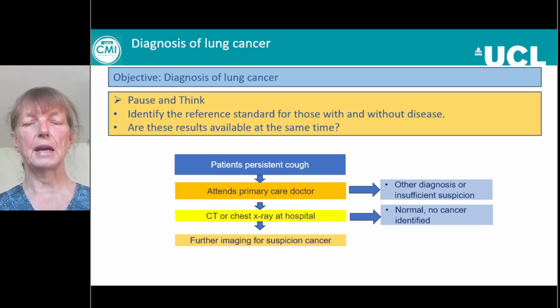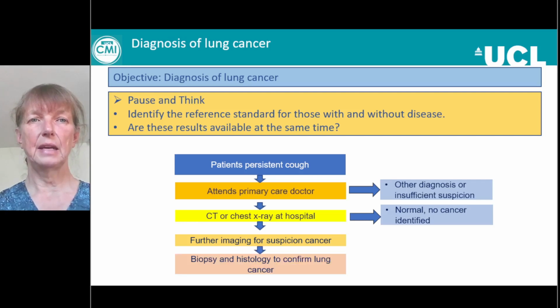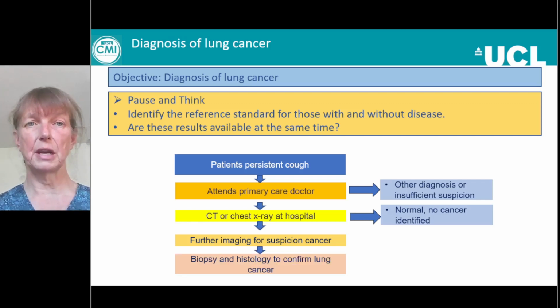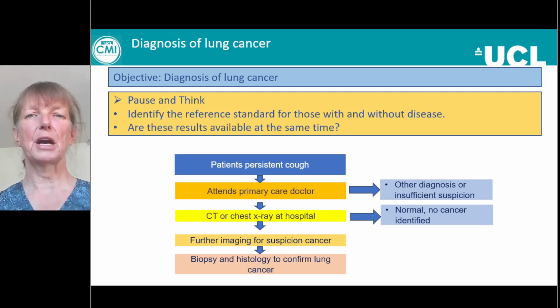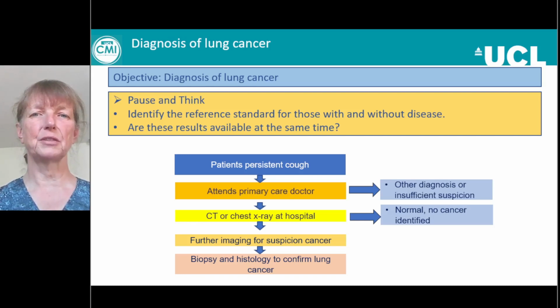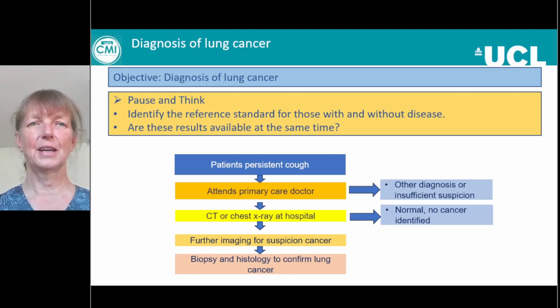And some people may actually have a lesion identified, and then they'll go on for further imaging based on that suspicion of cancer. And then if a suspicion of cancer is still upheld, they may go on to have a biopsy taken, and then that biopsy sample is used for histology to identify whether there are cancer cells present or not present. So I'd like you to think about and identify the reference standard for those with disease and for patients without disease. And also think about which results are available at which time and which results might only be available on follow-up, and so at a different time.